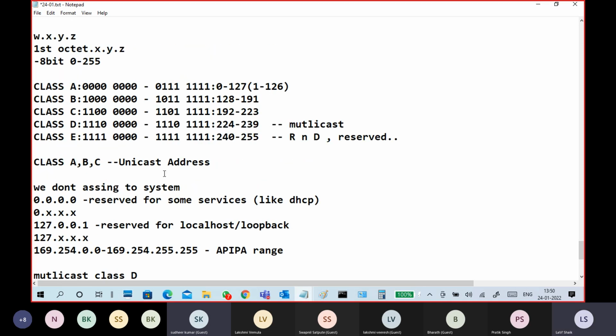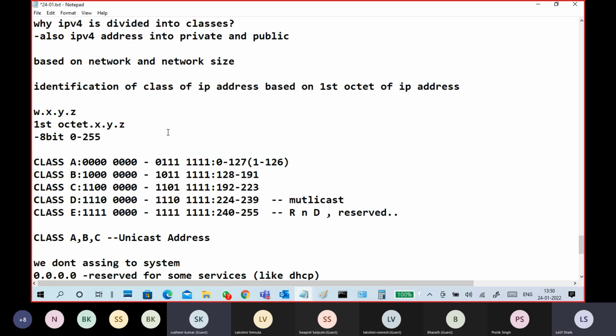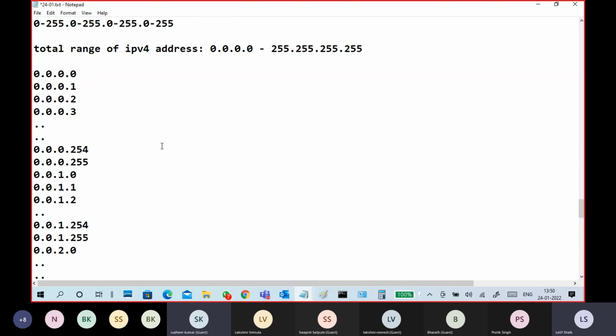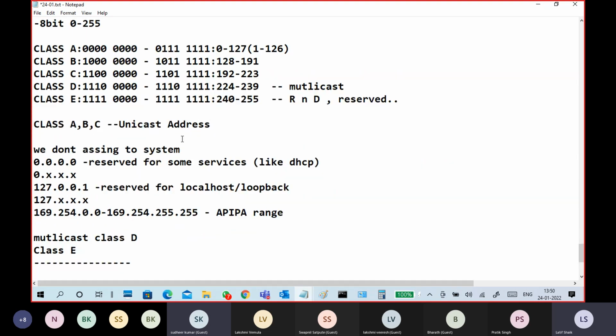So these are the class ranges, guys. Actually, there is more about IPv4, so we'll continue in the afternoon.